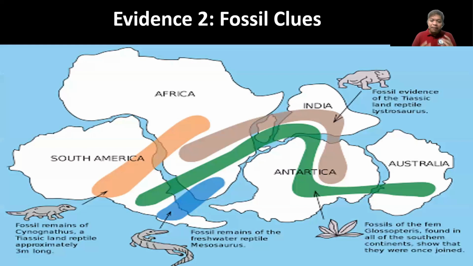Napakalamig doon. Ibig sabihin lang niyan, Antarctica was not in the South Pole before. Wala siya doon, because they found fossils of living things there. Okay? So this means that Antarctica was not in the South Pole before, but nakadikit po siya sa bandang taas dito in South America, Africa, and other continents.